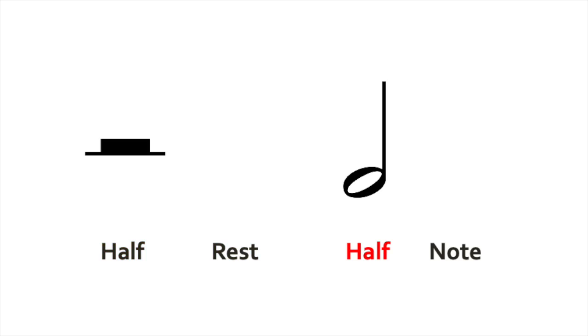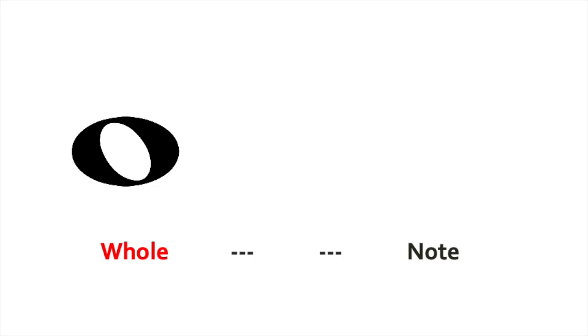When you clap a half note, be sure to clap and hold it an extra count to show that it gets two counts. Try this one. Half rest, half note. How about this one? Whole note. When you clap a whole note, be sure to hold it three extra counts because it gets a total of four counts. Try this one. Whole rest.